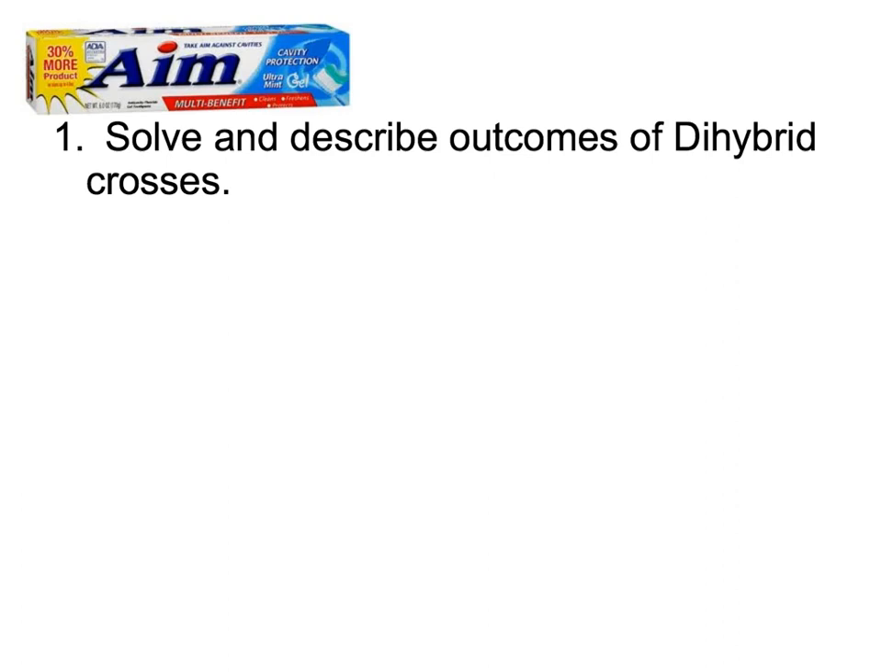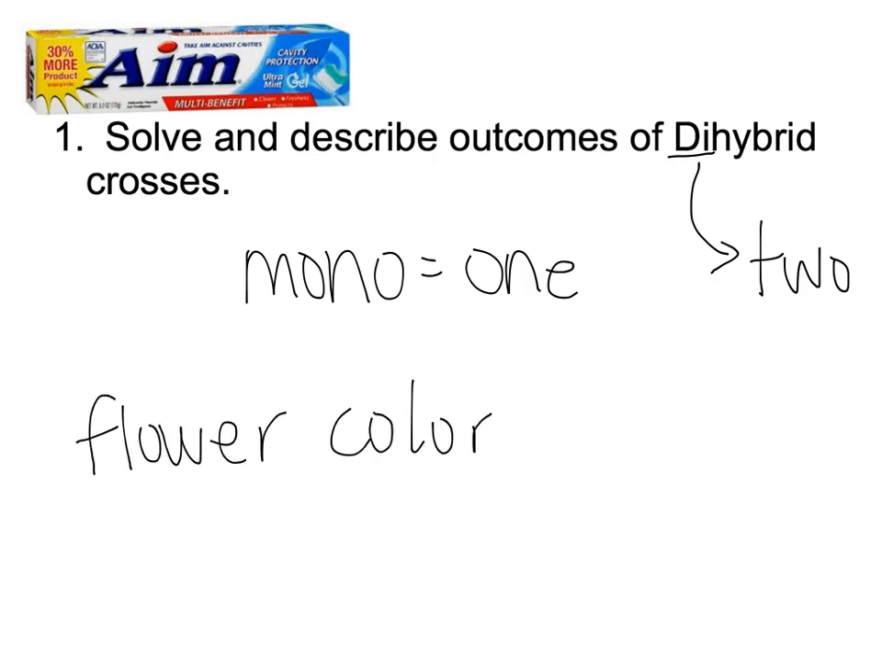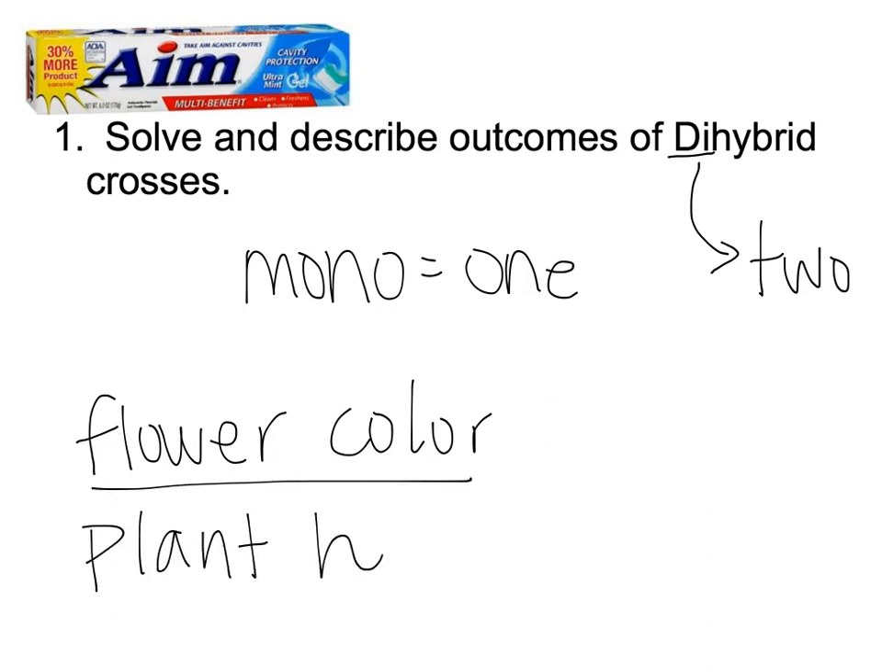So now we're going to look at dihybrid crosses. In monohybrids, the root mono equals 1. For dihybrids, the root di means 2. Before, we were looking at just one trait or one gene, such as flower color. Now we get the fun where we can cross not only flower color, but also plant height. So we have 2 genes that we are crossing in a dihybrid cross.